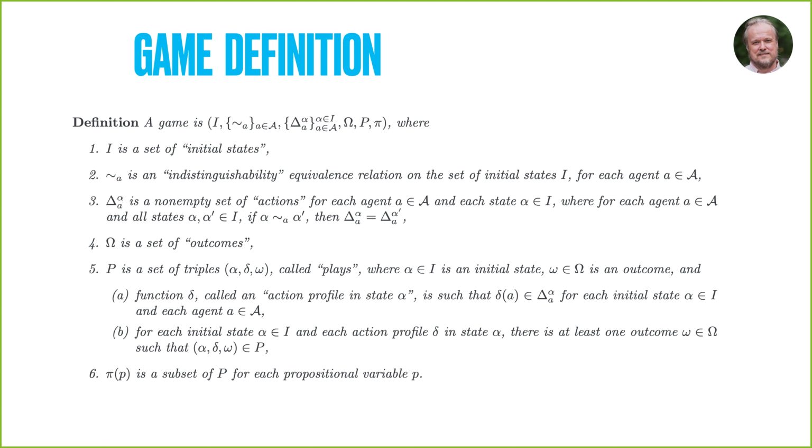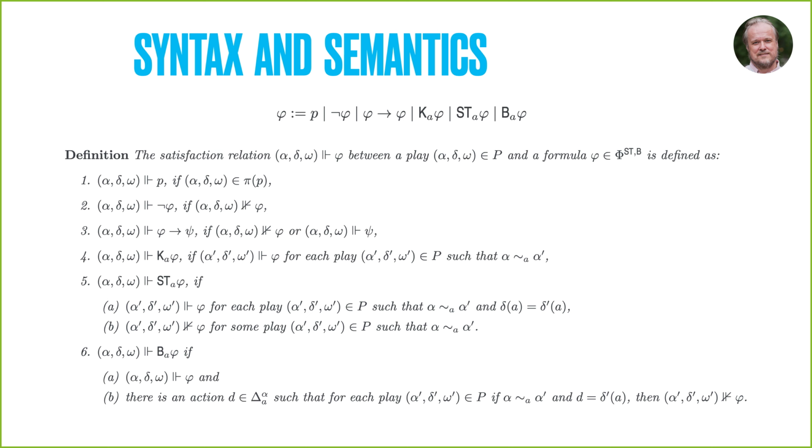in the setting of games with imperfect information. Our formal definition of a game is on the screen. It has initial states, it has equivalence relations between states, a set of actions for all agents to use in different states, a set of outcomes, and a set P that captures the rules of the game. That is, it captures what kind of transitions are possible from one state to another.